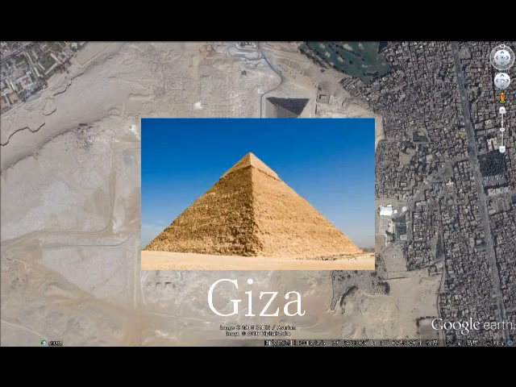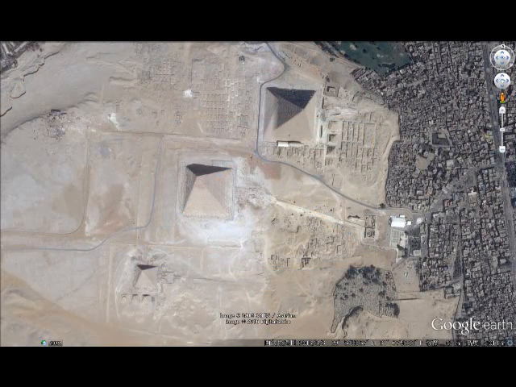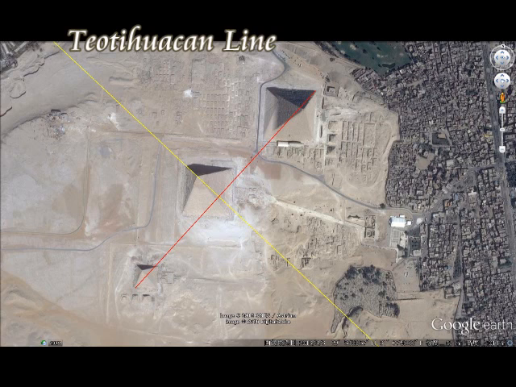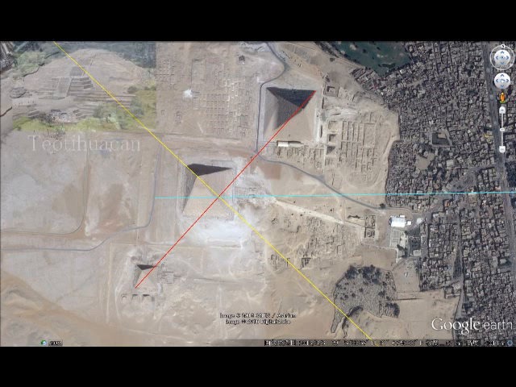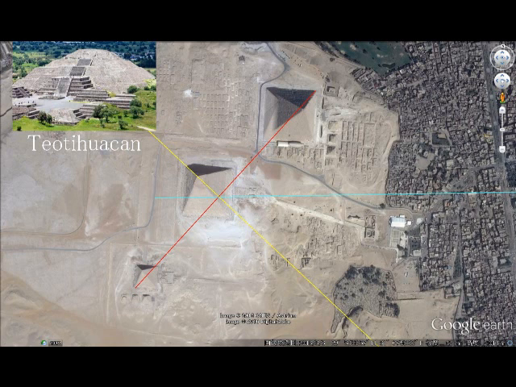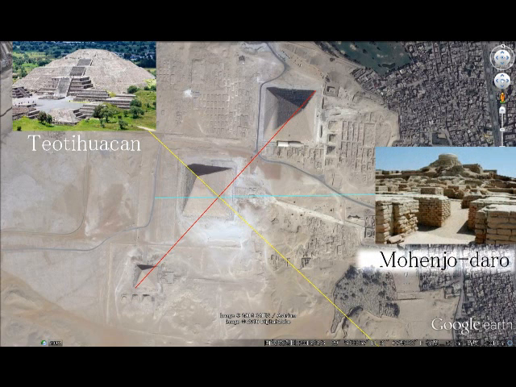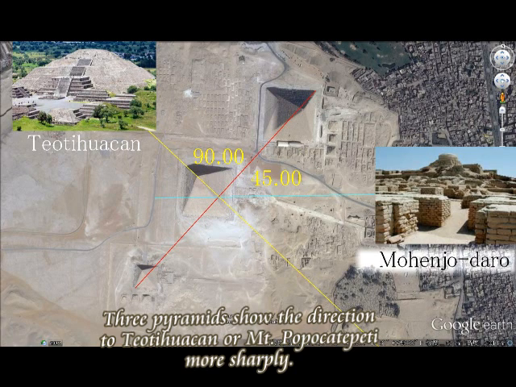And this is Giza. First, I draw a line, a red line, between two vertices of two pyramids, and this yellow line comes from Teotihuacan. The angle between them is sharply 90.00 degrees. And the blue line comes from Mohenjo-daro, and the angle between them is sharply 135 or 45.0 degrees. I mean, these have been all calculated by aliens whom you may call gods.